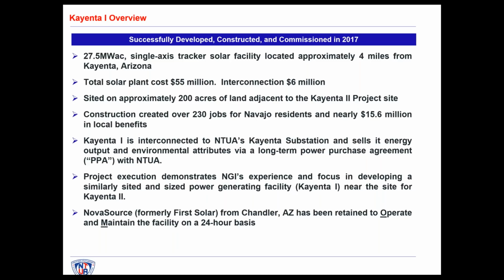The total cost for that plant was $55 million, plus an additional $6 million for the interconnection, which I'll show you a picture of in a minute. It's sited on approximately 200 acres of land adjacent to the Kayenta 2 project site. The construction of Kayenta 1 created over 230 jobs for Navajo residents and nearly $15.6 million in local benefits. That's significant to an area like Kayenta.